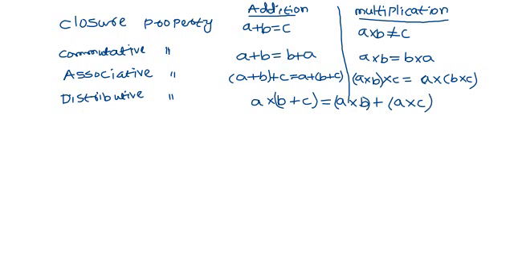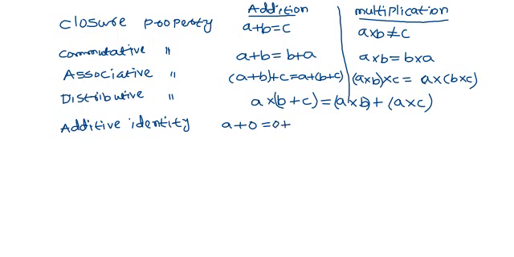The next one is the additive identity. Additive identity means a plus 0 is equal to 0 plus a, which is equal to a only.